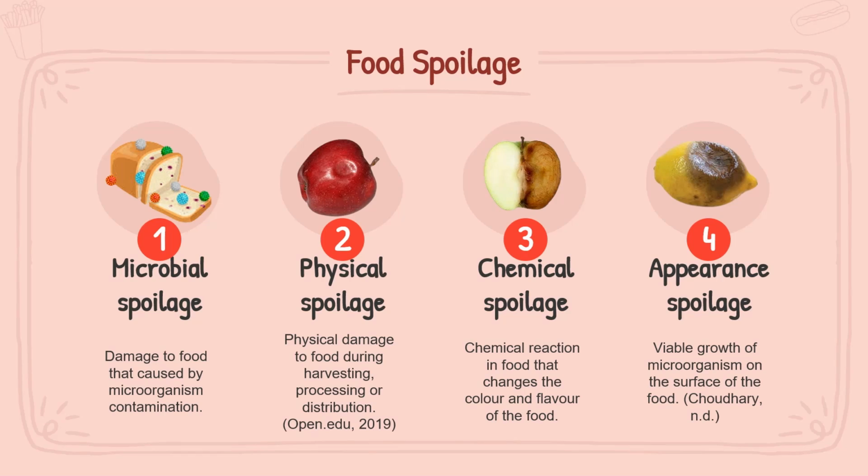There are a few types of food spoilage that we might encounter, including microbial spoilage, physical spoilage, chemical spoilage, and appearance spoilage. Microbial spoilage is that the food is contaminated by microorganisms. Then the physical spoilage is the food was physically damaged during harvesting, processing, or distributing. Next, chemical spoilage is that the chemical reaction in food that changes its color and flavors. Lastly, the appearance spoilage is that there is some visible growth of microorganisms that can be spotted on the surface of the food.